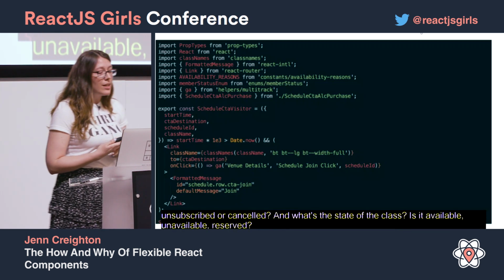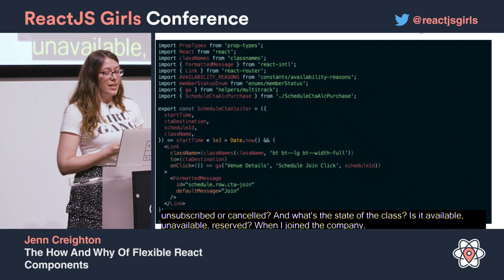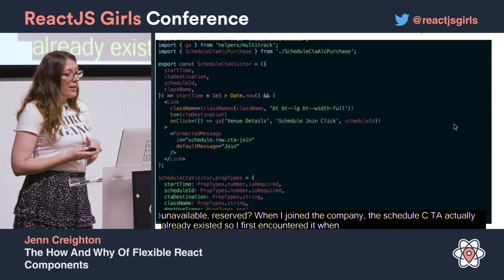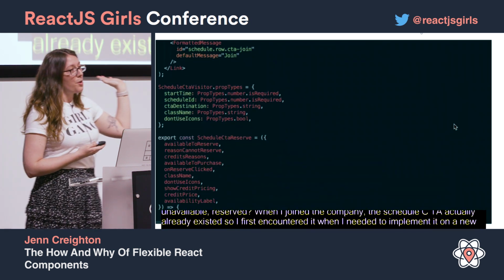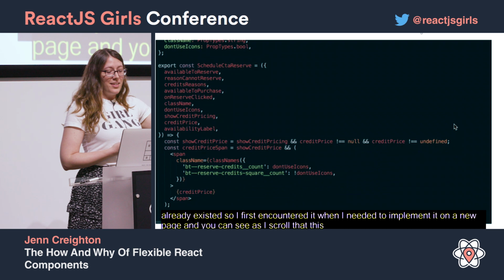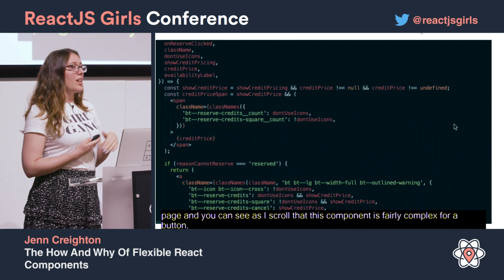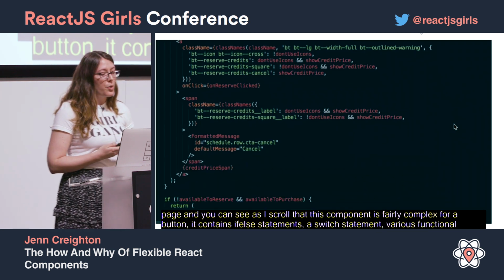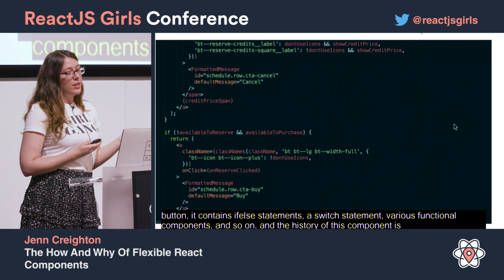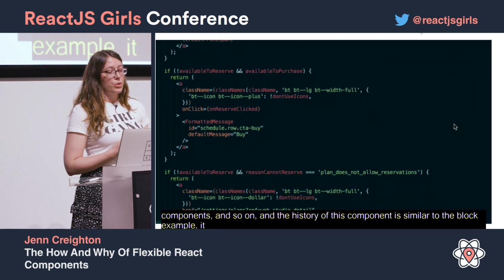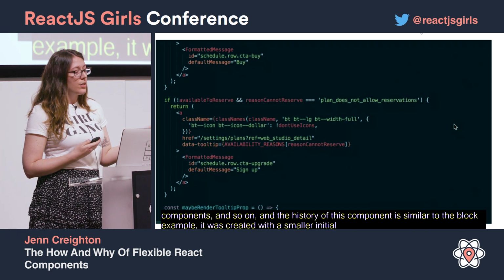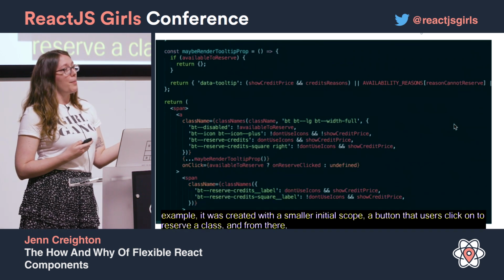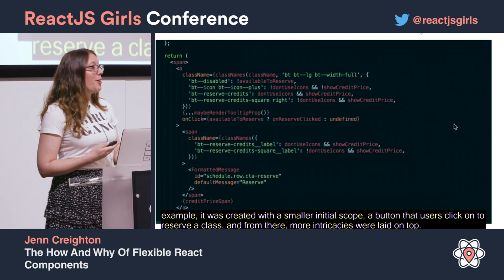When I joined the company, the schedule CTA actually already existed. So I first encountered it when I needed to implement it on a new page. And you can see as I scroll that this component is fairly complex for a button. It contains if-else statements, a switch statement, various functional components, and so on. And the history of this component is similar to the block example. It was created with a smaller initial scope, a button that users click on to reserve a class. And from there, more intricacies were laid on top. Yeah, it's still going.